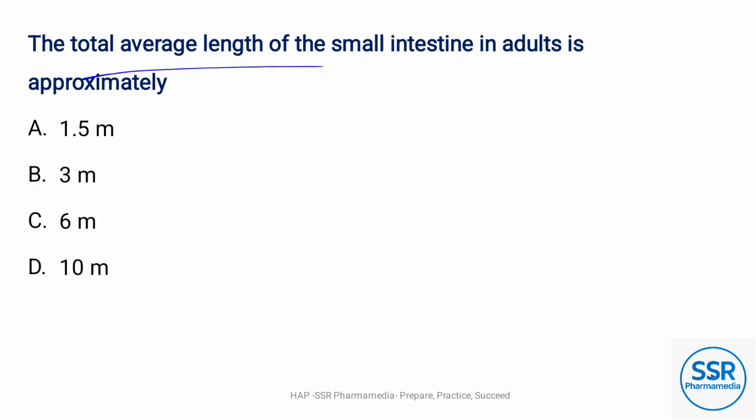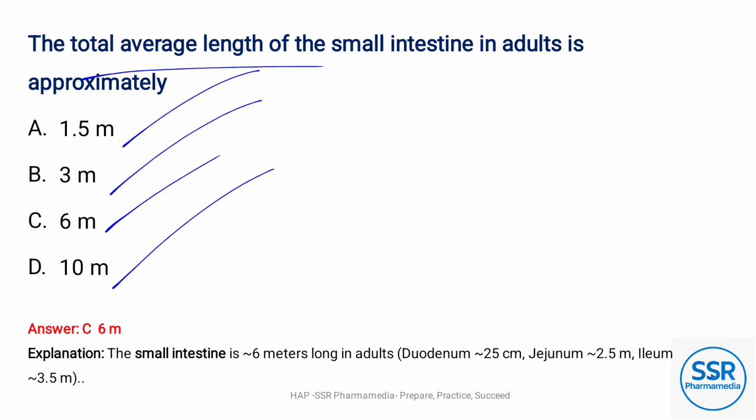The total average length of the small intestine in an adult is approximately: option A, 1.5 meter; option B, 3 meter; option C, 6 meter; option D, 10 meter. So the answer is option C, 6 meter. The small intestine is nearly 6 meter long in an adult.